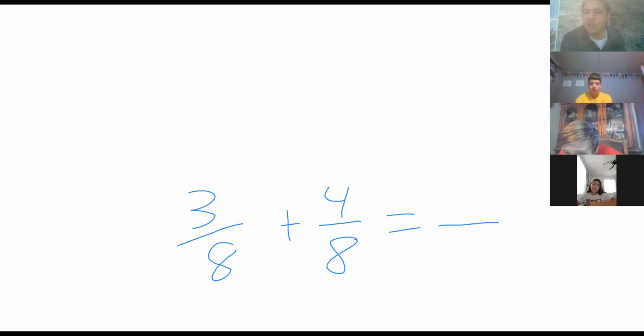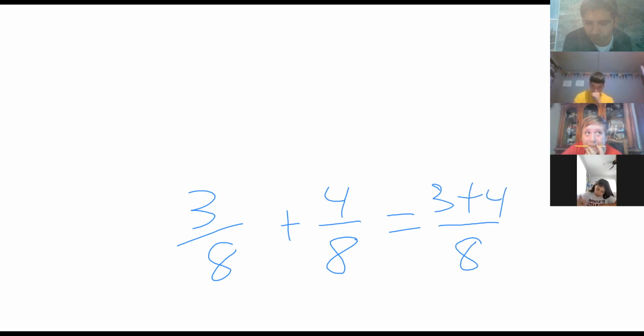Remember I said there's one very key thing that we are looking for. Do we have any idea what it is? A common denominator? Sure, the common denominator. We want to make sure that the denominators are the same, right? So in this case, are the denominators the same? Yes, they are.